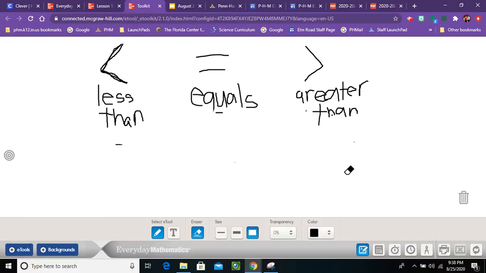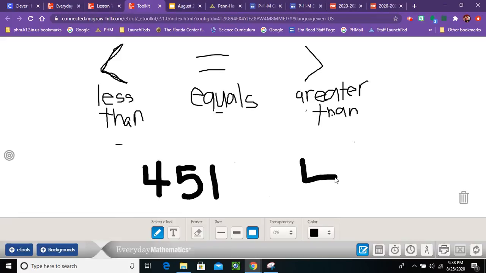Let me write 451 and 451. Do you see what happened? Both of these numbers are the exact same number, so we are going to use the equal symbol because they are the same.